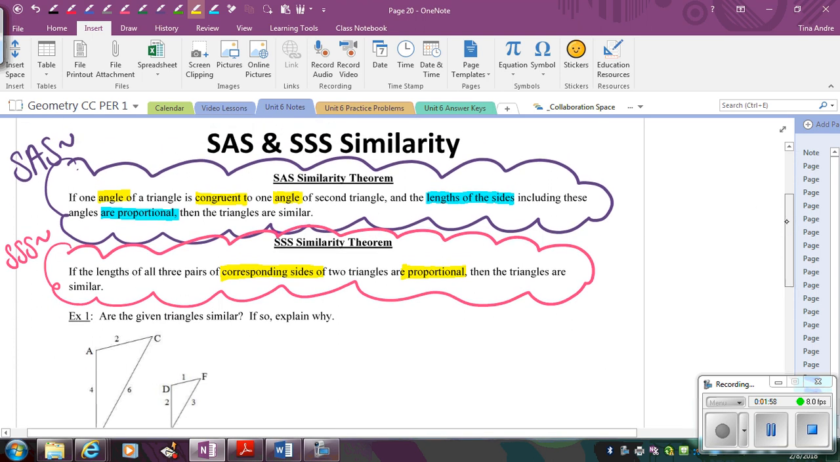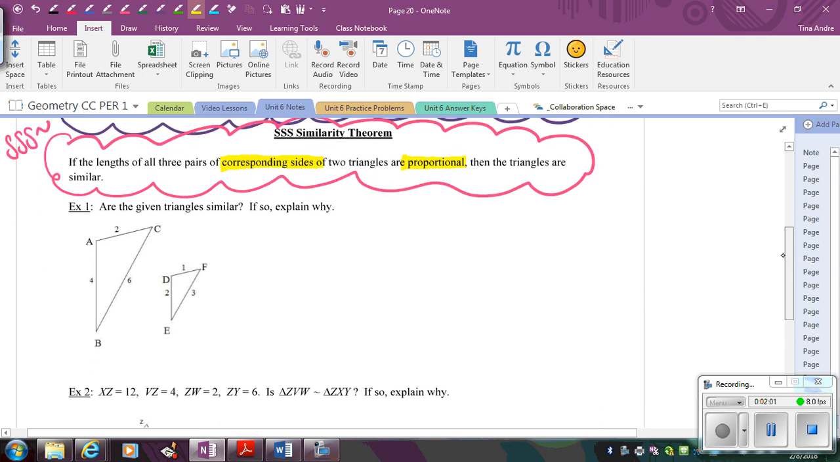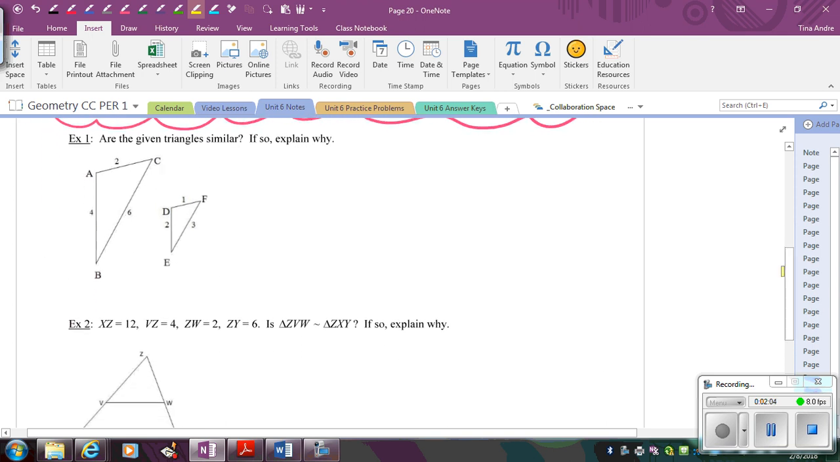If we use these new theorems, SAS similarity and SSS similarity, we can use them to justify if two triangles are similar. In this first picture, without knowing anything about the angles, if I just compare the corresponding sides and they're in the same ratio, meaning they're proportional, then I can say that the triangles are similar by side side side similarity. So I'm going to compare the corresponding sides. 4 to 2 reduces down to 2. Then 2 to 1 reduces down to 2. And then 6 to 3 reduces down to 2.